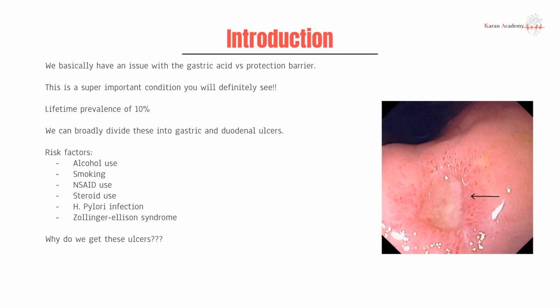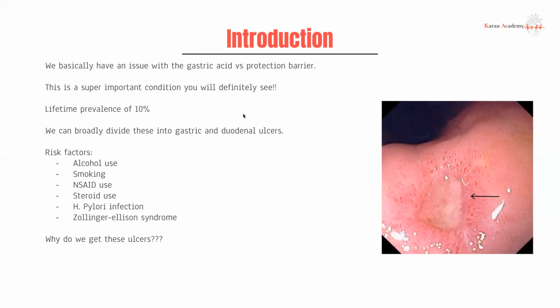An ulceration tends to be a bit deeper than an erosion. Erosion is more superficial. It is relatively common with the lifetime prevalence about 10%. And you can obviously divide them into gastric and duodenal ulcers depending on where they are. And we'll talk a bit about how the two present a bit differently and are caused by different things, broadly speaking. So the risk factors are alcohol use, smoking, NSAIDs, steroid use, and H. pylori, and this condition called Zollinger-Ellison syndrome.